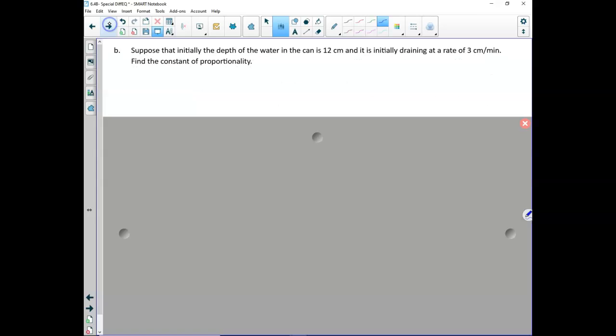Well, we're going to keep on trucking in here, and suppose initially the depth of water in the can is 12 centimeters. Okay, so that means t equals 0, h equals 12 centimeters, right? And it's initially draining at a rate of 3 centimeters per minute. Find the constant of proportionality.